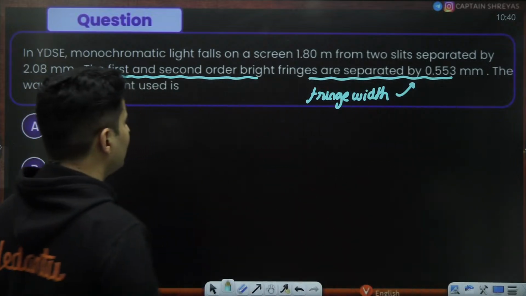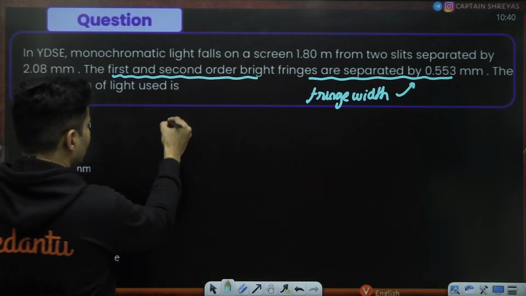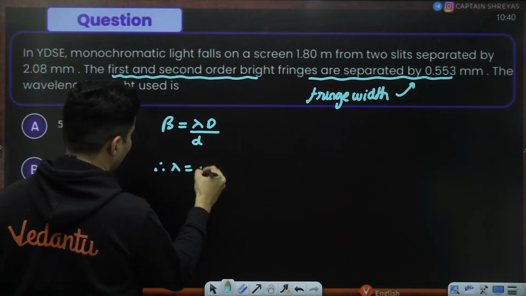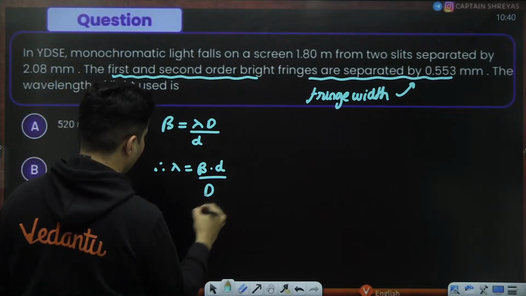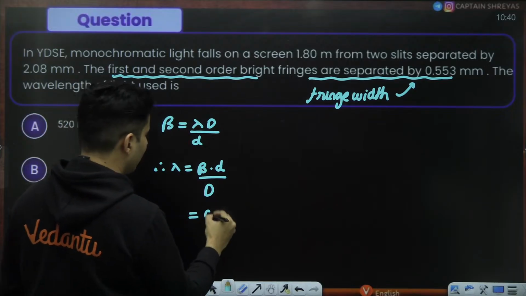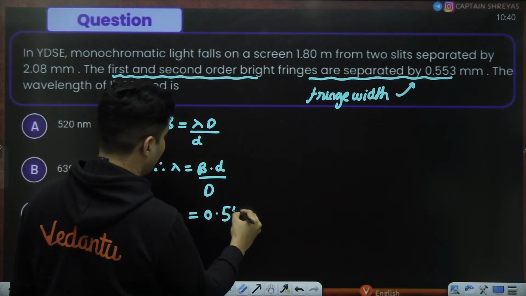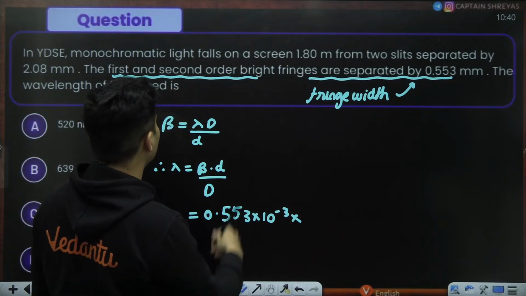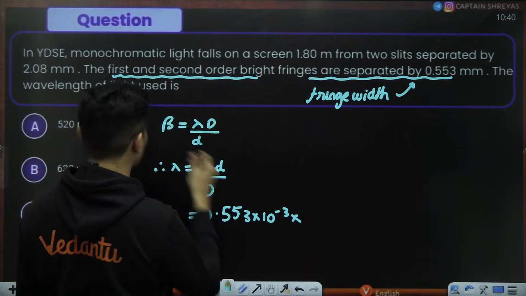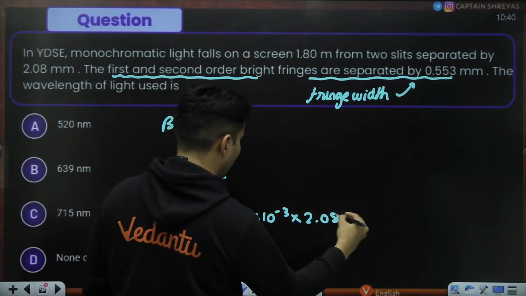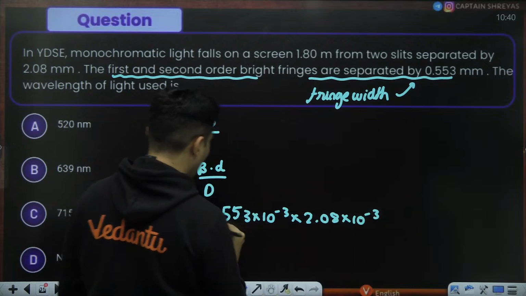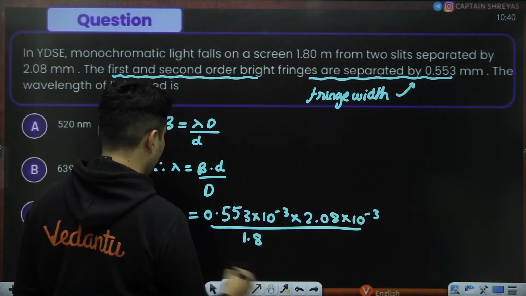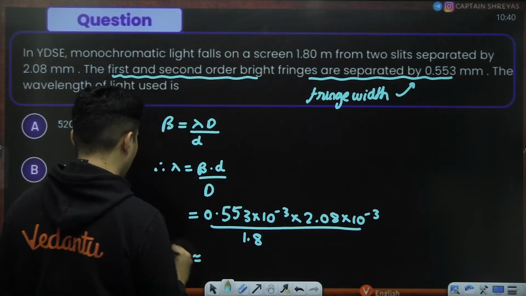Light wavelength is asked, and we know fringe width is lambda capital D by small d. Therefore, lambda is equal to beta times small d divided by capital D. So fringe width is nothing but 0.553 milli. Milli is 10 to the power minus 3. Small d is how much? 2.08. So 2.08 milli, so 10 to the power minus 3. And upon capital D, which is 1.80 or just 1.8.